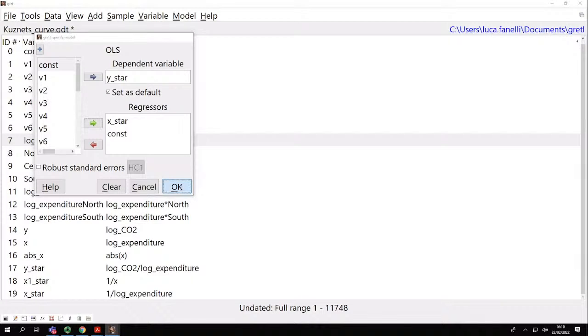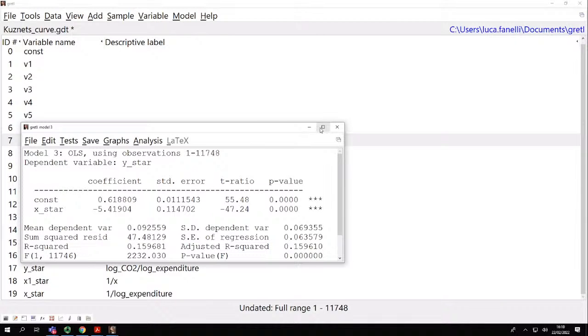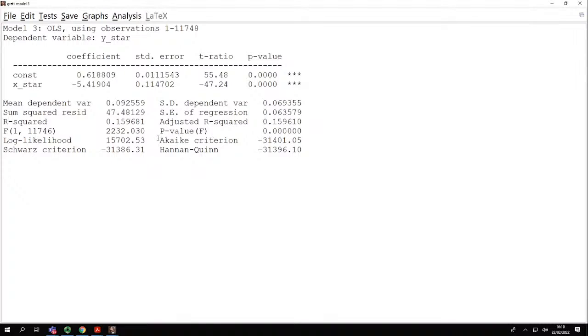I click OK, and I get the following estimate. This negative, okay. Please recall that now the parameter we're looking for is not this one, it's this one. It's the constant, the beta 2. The first one is very similar to 0.62 we saw before.